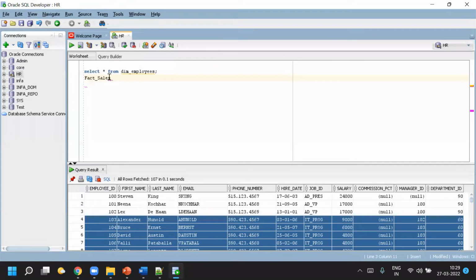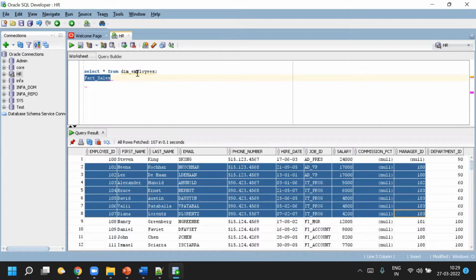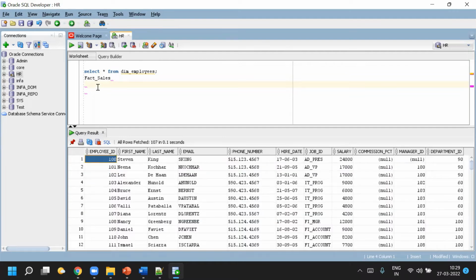Okay, and whatever the data, if this is a fact table, then it will have all data from the dimensions table. If we consider fact sales, it will have all numeric values. So employee ID will come from the employee dimension. Other than that, country code will come from the country table. This also will be a numeric value.